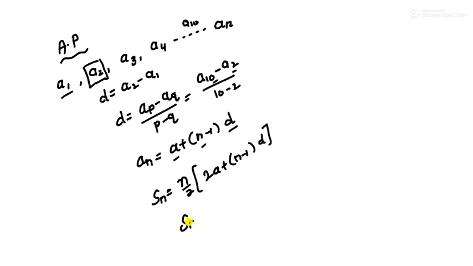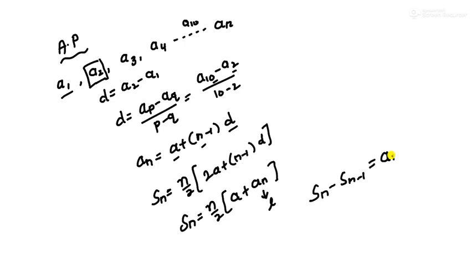And Sn, when the first and last term are given, is n by 2 into (a plus an). Sometimes this an can also be written as l, so it can be a plus l. This is the formula. And one more important formula is Sn minus Sn minus 1 is equal to an. This formula you have to remember also. So these are the basic topics related to AP as well as the important formulas.